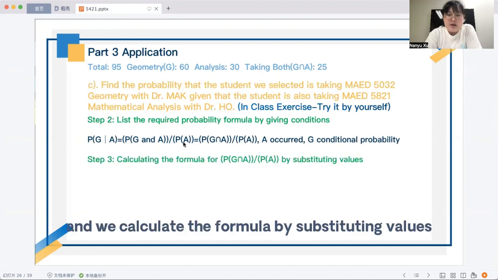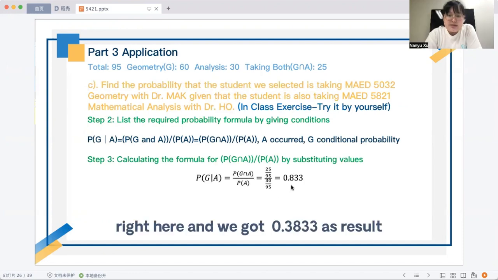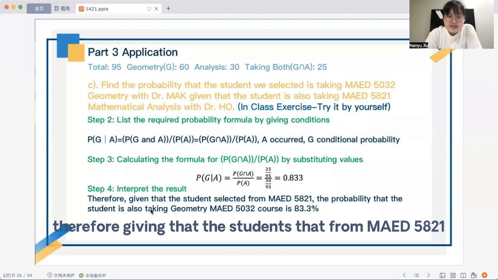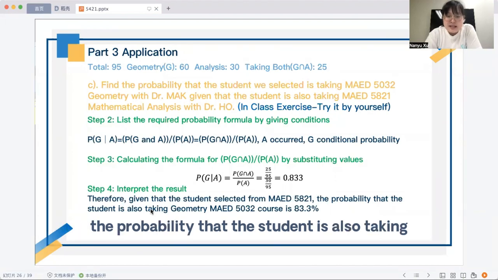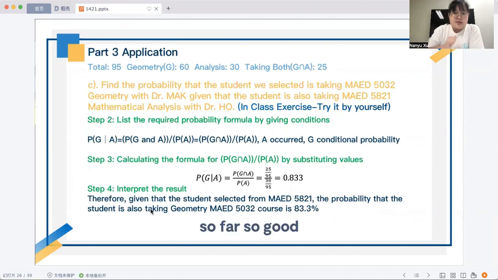And we calculate the formula by substituting values. Right here, we got 0.833. We interpret the result. Therefore, given that the student selected is from MED 5821, the probability that the student is also taking geometry MED 5033 course is 83.3%. So far, so good.